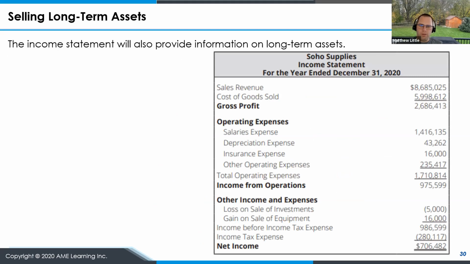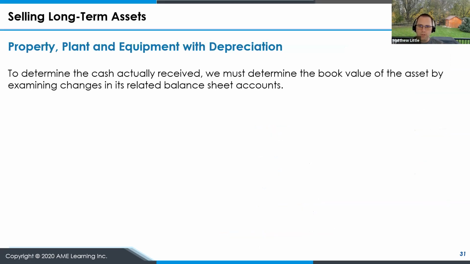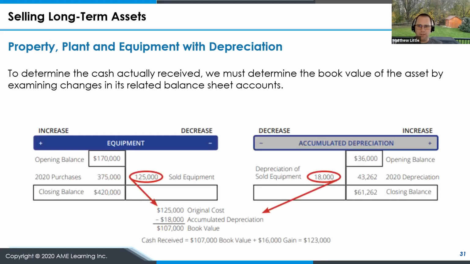This is just demonstrating that the income statement also provides information on long-term assets, specifically depreciation expense, but also the loss and gain on sale of equipment. So that comes into play. You need to keep those numbers in mind when you're looking at the change in capital assets. So when you're actually looking at the amount of cash received, we must determine the book value of the asset by examining the changes in its related balance sheet accounts.